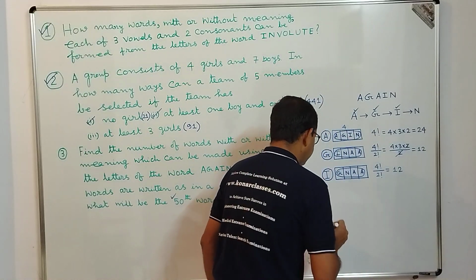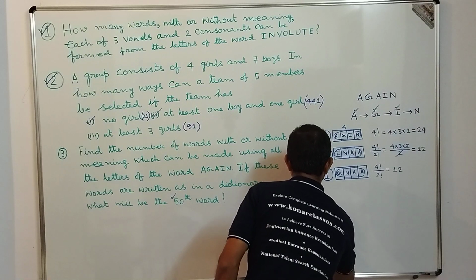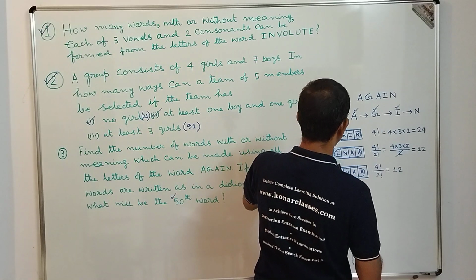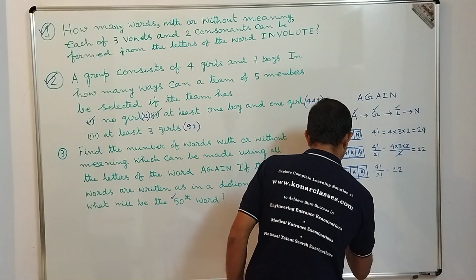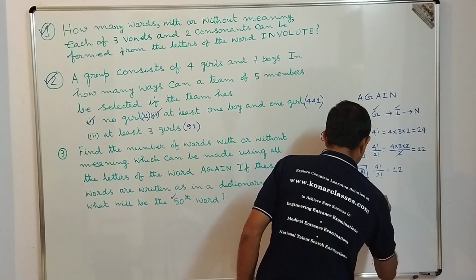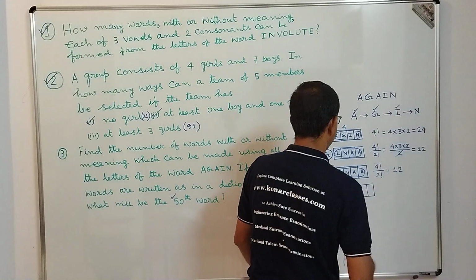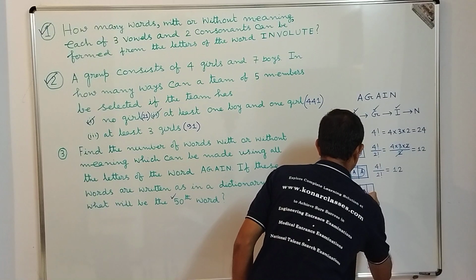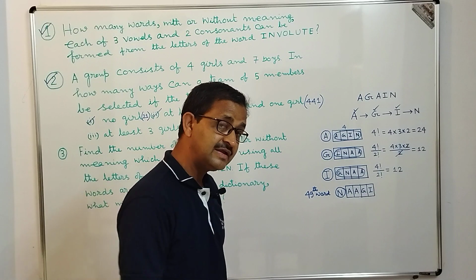Okay, done. Then the 49th word will start with what? A is done, G is done, I is done. Then it will start with N. It will start with N, and then the remaining 4 letters: first A, then A, then G, and then followed by I. That is the 49th word.